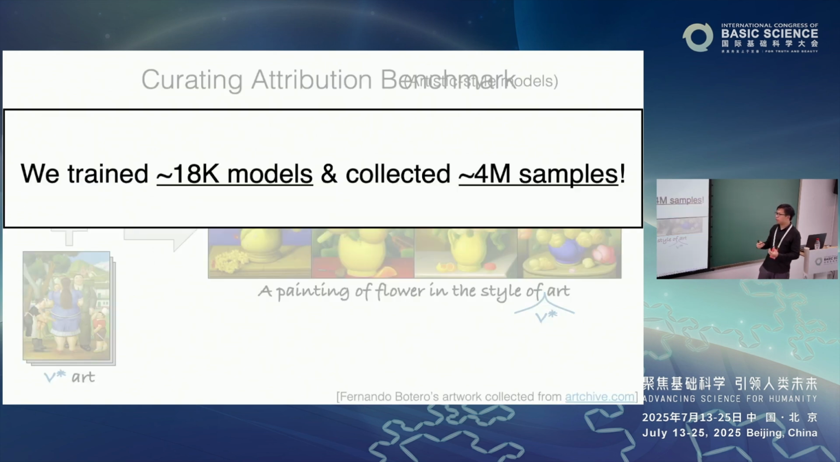And in total, we have fine-tuned around 18,000 models and collected around 4 million training and test pairs. Okay. Luckily, fine-tuning a model on only a single image only takes around 10 minutes. So you don't need that much compute for that.